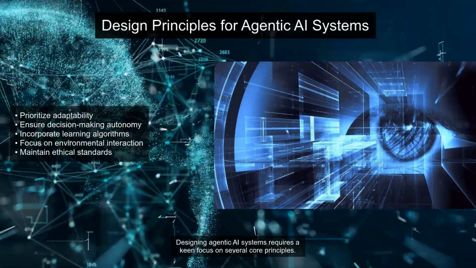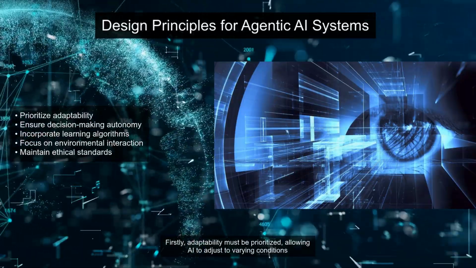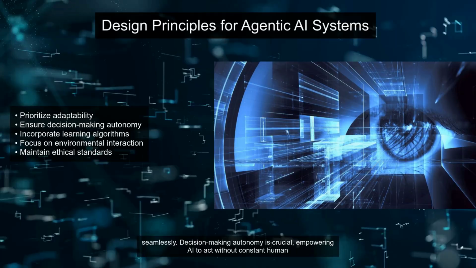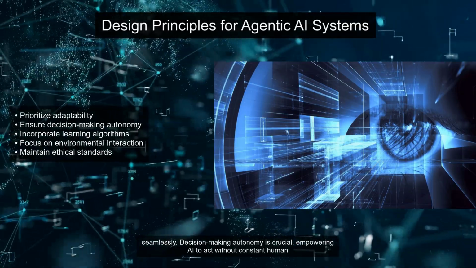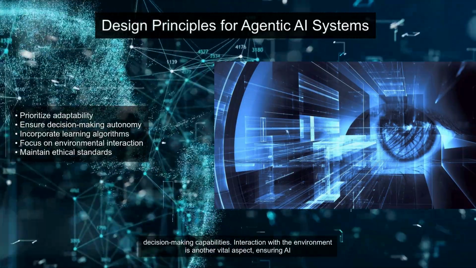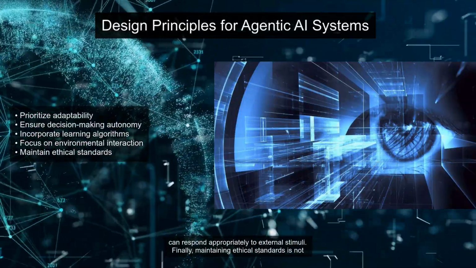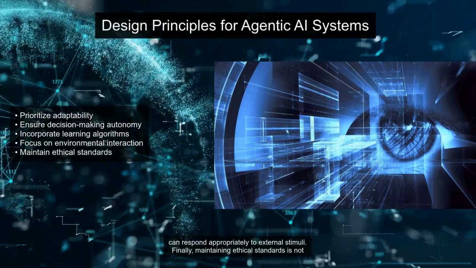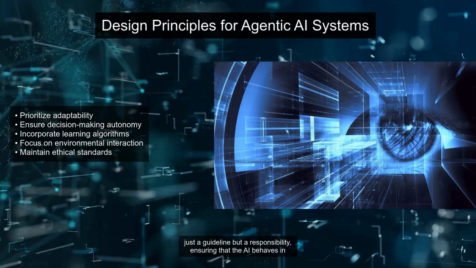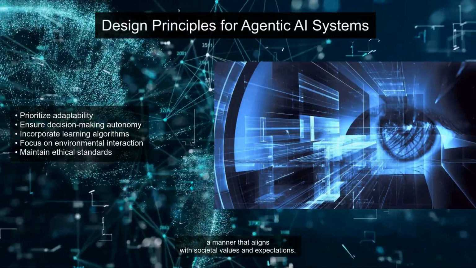Designing agentic AI systems requires a keen focus on several core principles. Firstly, adaptability must be prioritized, allowing AI to adjust to varying conditions seamlessly. Decision-making autonomy is crucial, empowering AI to act without constant human intervention. Incorporating learning algorithms enables AI to evolve over time, enhancing its decision-making capabilities. Interaction with the environment is another vital aspect, ensuring AI can respond appropriately to external stimuli. Finally, maintaining ethical standards is not just a guideline but a responsibility, ensuring that the AI behaves in a manner that aligns with societal values and expectations.